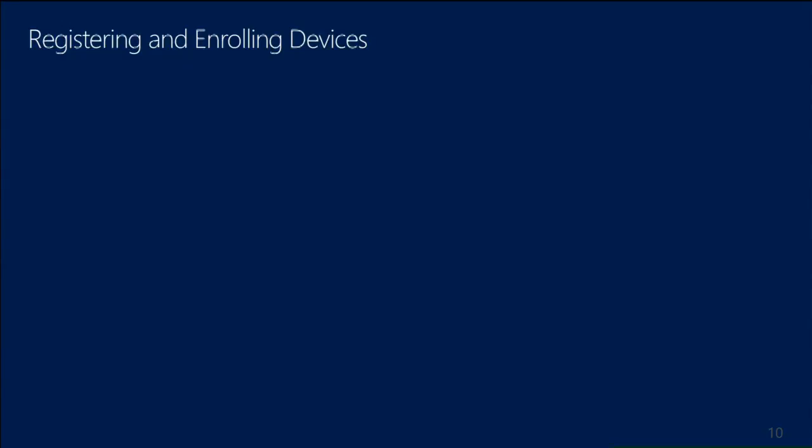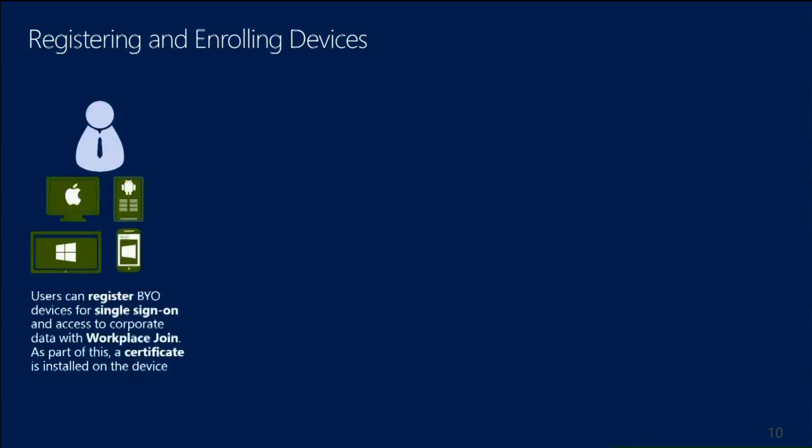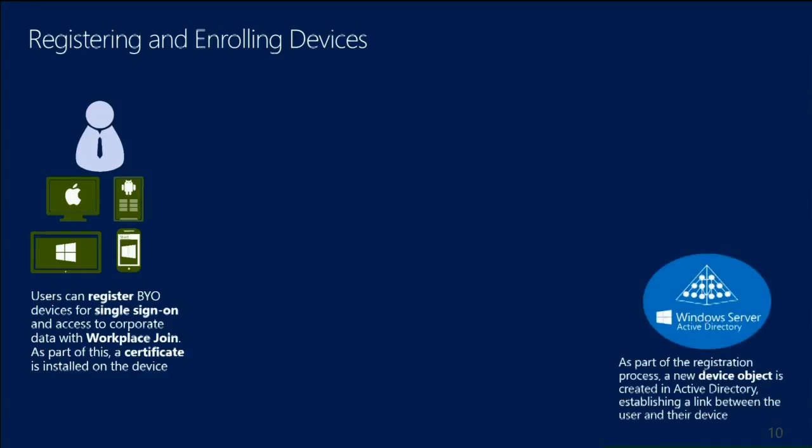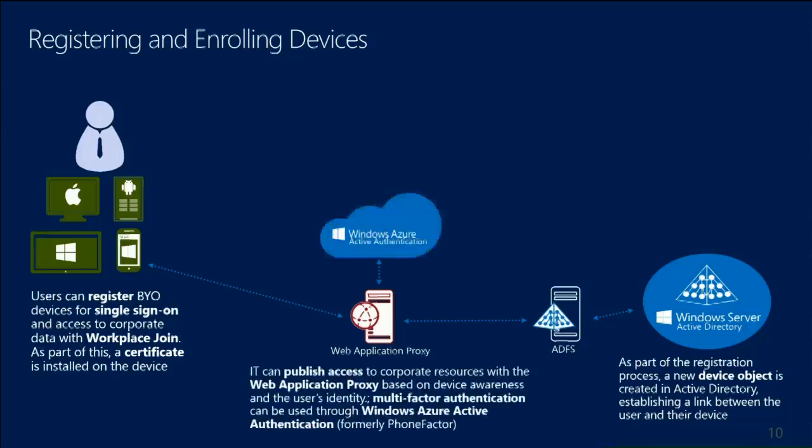So I want to clarify certain concepts here in detail. In the foundation session, we talked about registration or workplace join versus turning on management or enrollment. So the scenario is when users register their BYO machine, an entry gets created in Active Directory, let it be on-prem Active Directory or Azure Active Directory. What it does is it basically provides the functionality of multi-factor authentication and single sign-on for users, as well as you can specify conditional access policies. For instance, the device itself could be used as a second factor authentication.